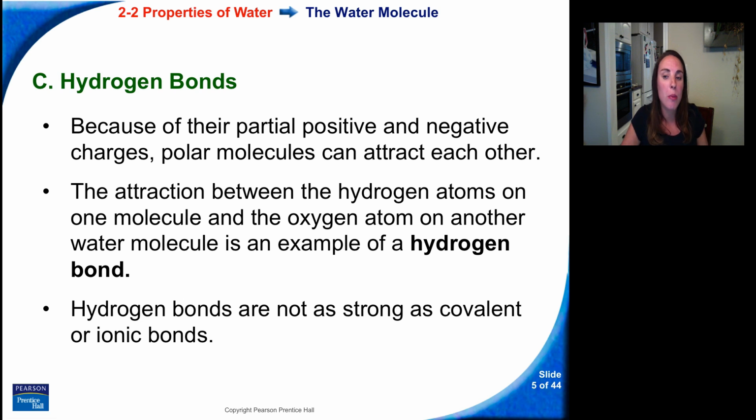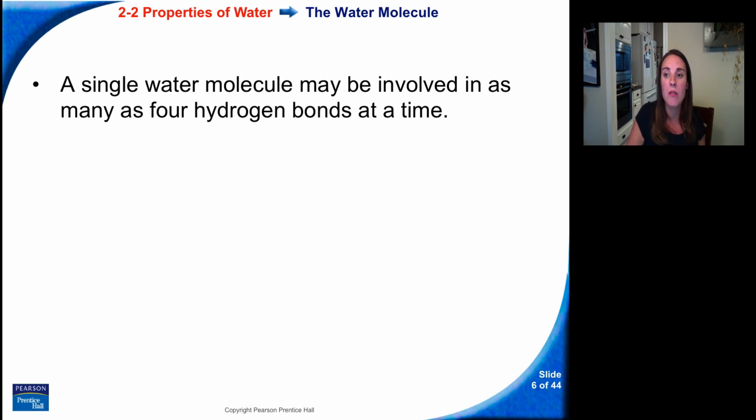So because of their partial positive and negative charges, polar molecules can actually attract each other. So water molecules are attracted to each other. The attraction between the hydrogen atoms on one molecule and the oxygen atom on another molecule is an example of a hydrogen bond. When hydrogen bonds to the oxygen, it's a very weak bond. But because the hydrogen is slightly positive and the oxygen of another molecule is slightly negative, they attract. So hydrogen bonds are not as strong as covalent or ionic bonds, but they exist. A single water molecule may be involved in as many as 4 hydrogen bonds at one time.